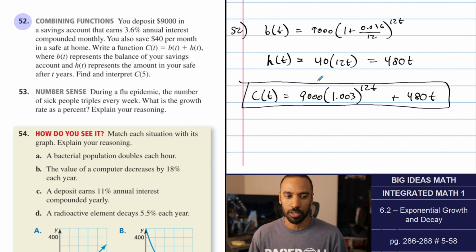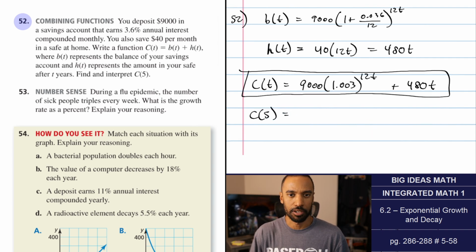That's how much we save on a yearly basis. It says find and interpret C of 5. So we're going to find C of 5 by doing a substitution of this. I'll go to the calculator for it. To interpret it is straightforward: how much money we've saved after 5 years. T is still in years, and we represented these in years by doing what we did here.